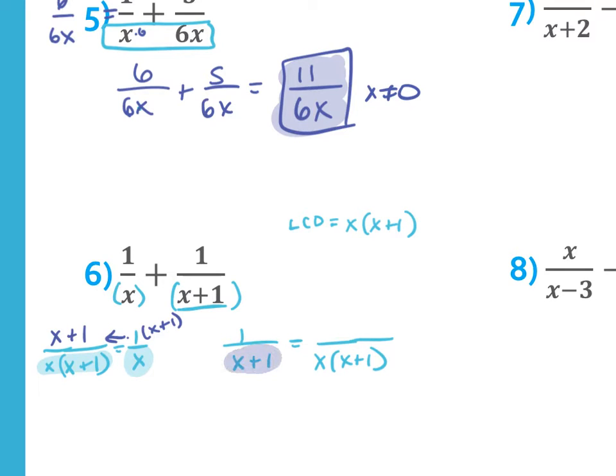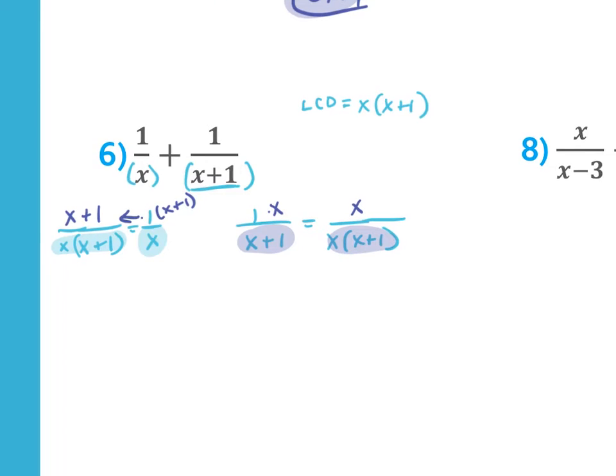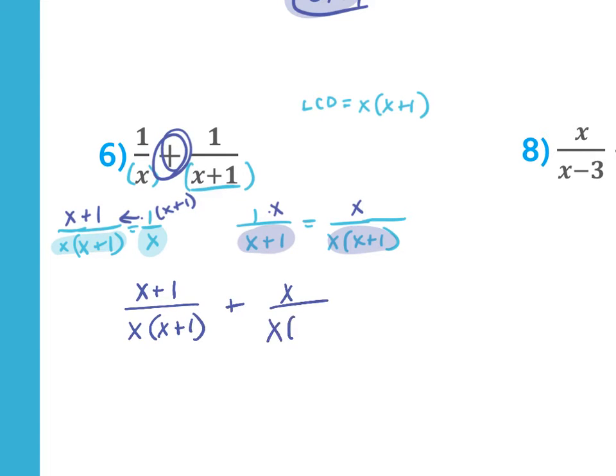From here to here, I'm missing the x. So I'd have to multiply this by x, and I get x. So my new fractions are x plus 1 over x times x plus 1, plus, and that's what comes from here, x over x times x plus 1.